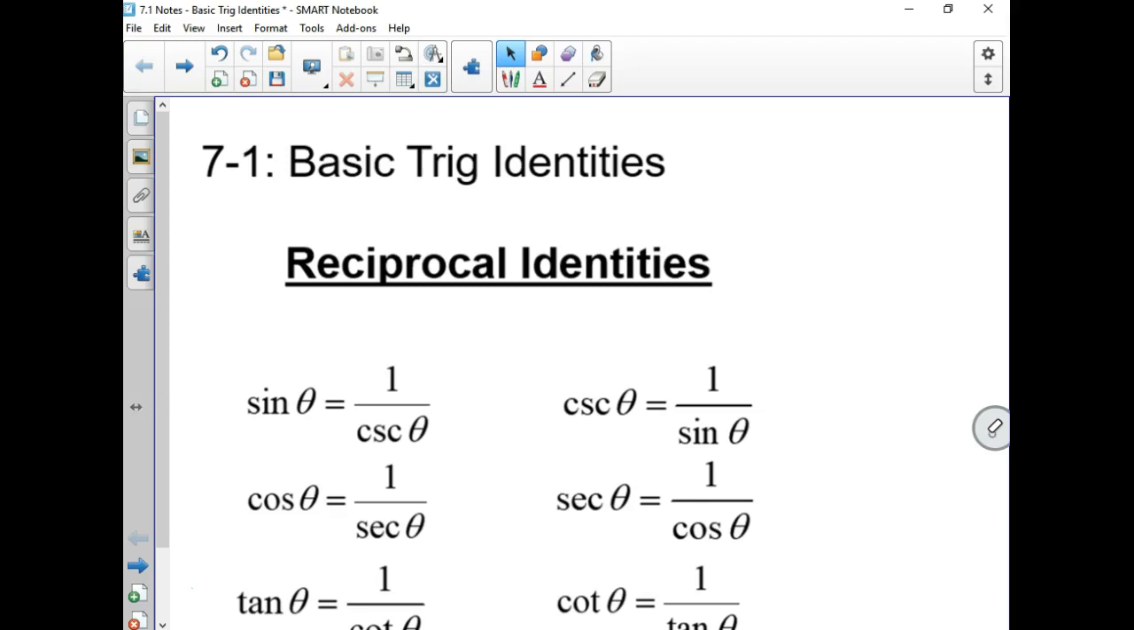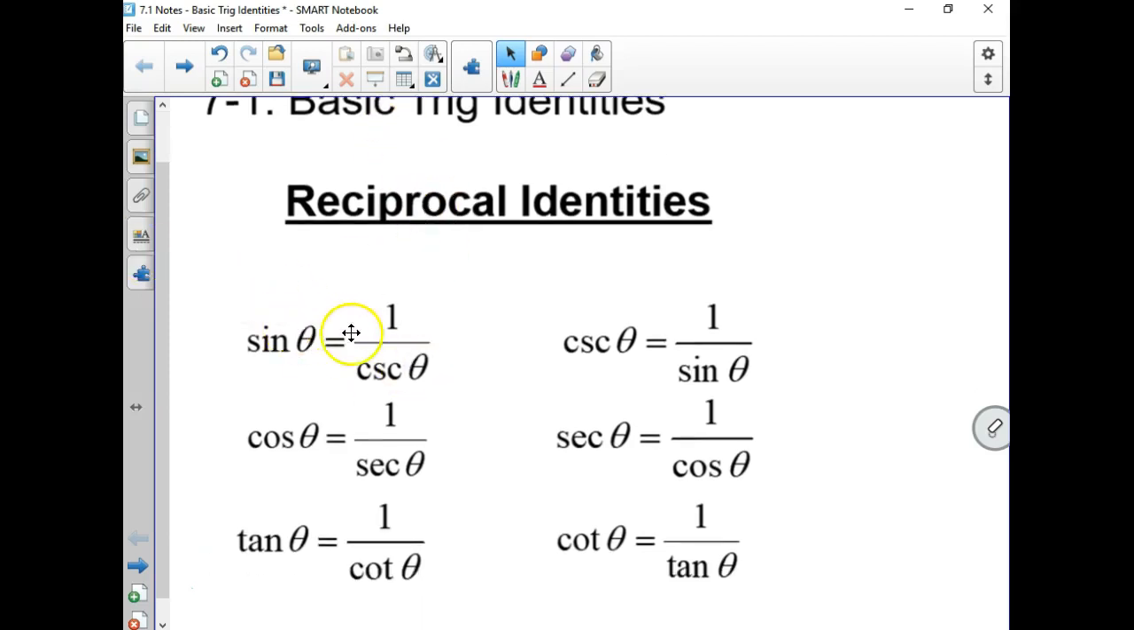So first we see our reciprocal identities, and these are our identities that deal with sine and cosecant, cosine and secant, and then tangent and cotangent. So these identities you should already know, but you make sure that you have them memorized.